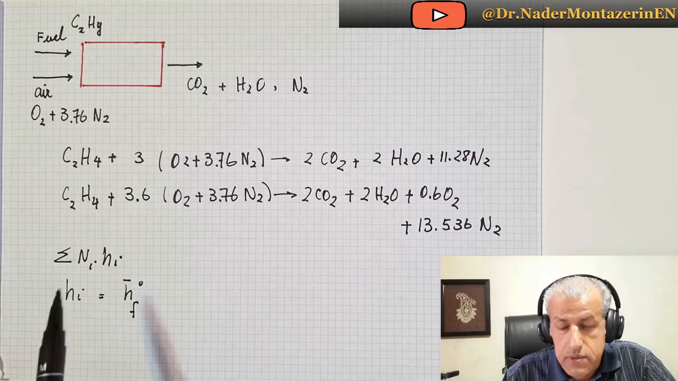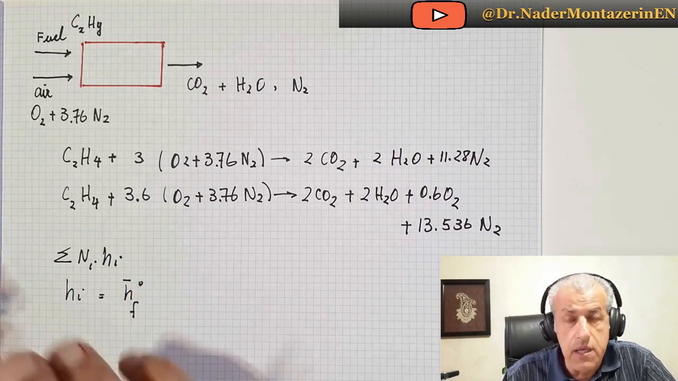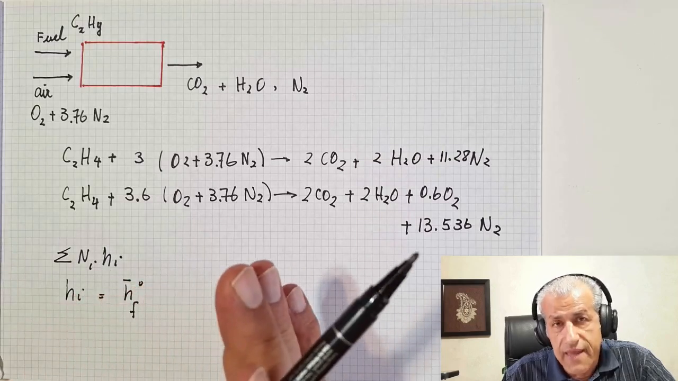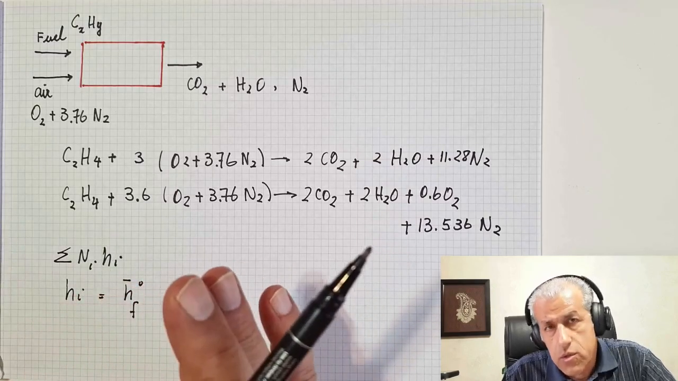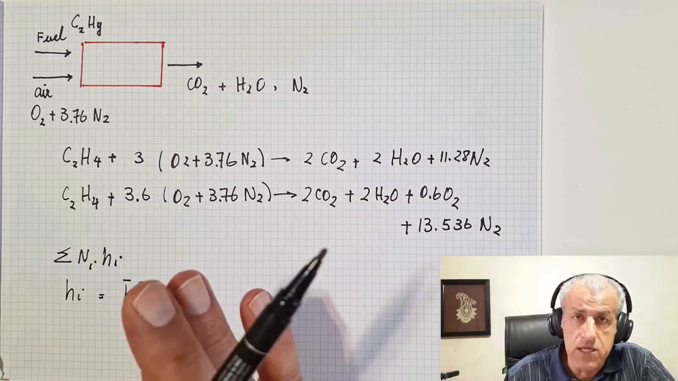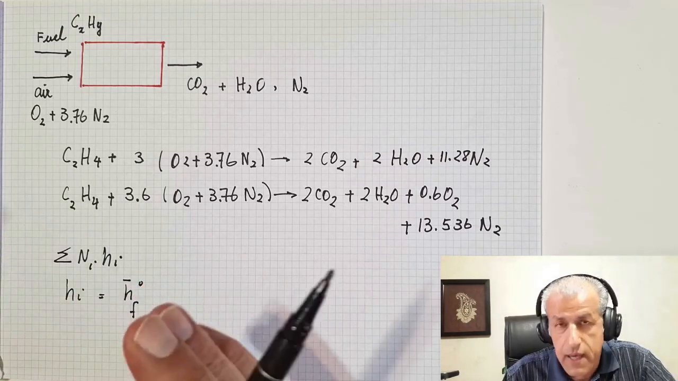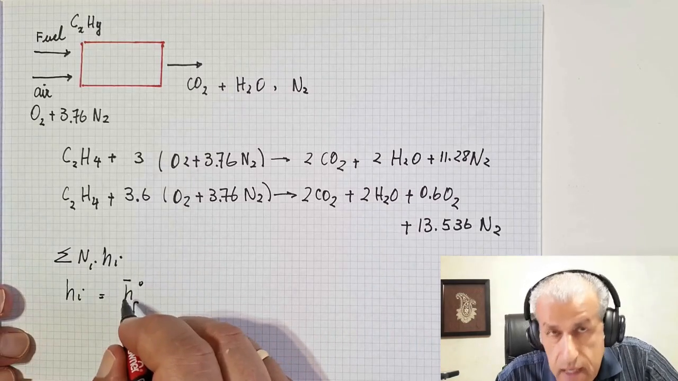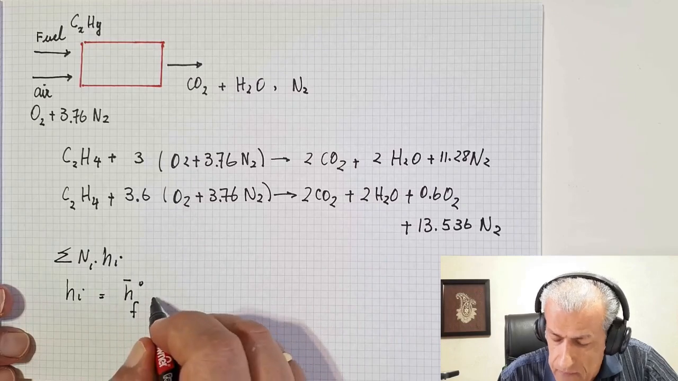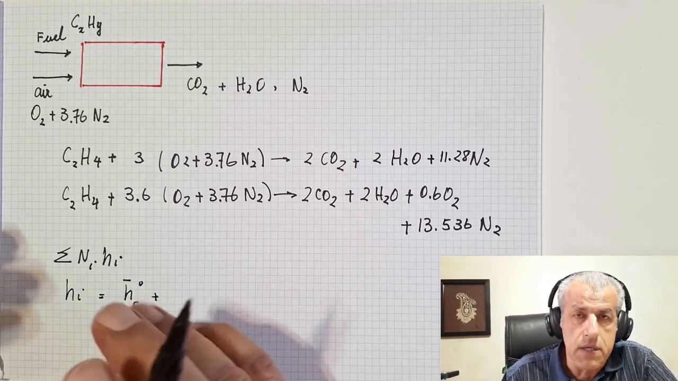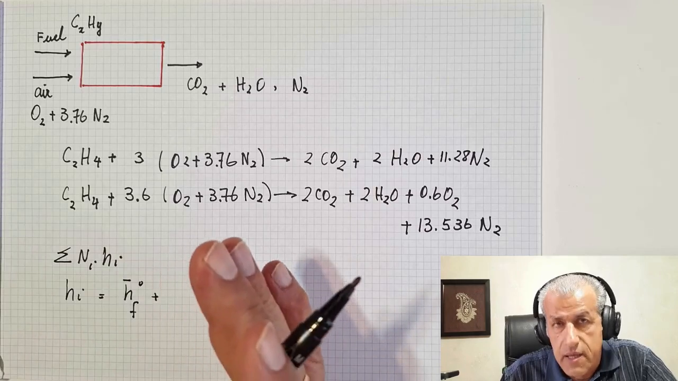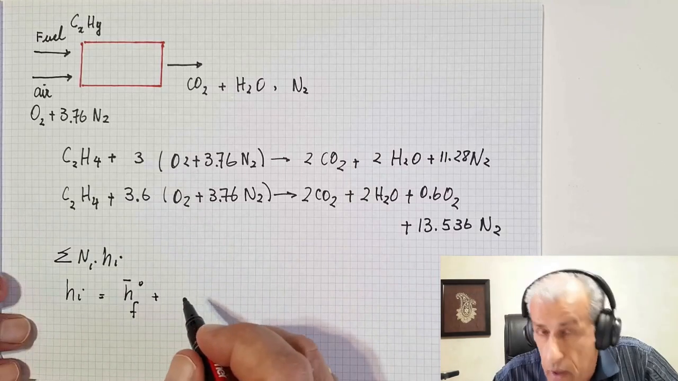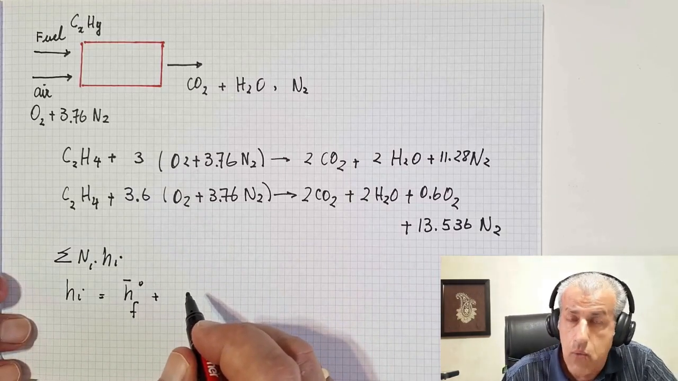But now, since there is a breakage in the bond between C and H, the bond between different atoms, what we need to do is to account for the energy required to break that bond, and that is described as enthalpy of formation. So it is H standard F plus, of course, the sensible enthalpy, and that's exactly what we used to calculate before. But we have to take into account one point.